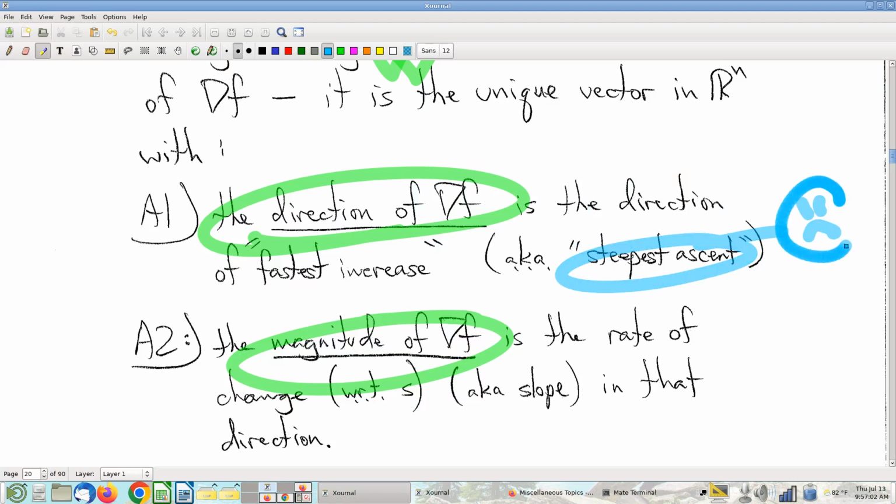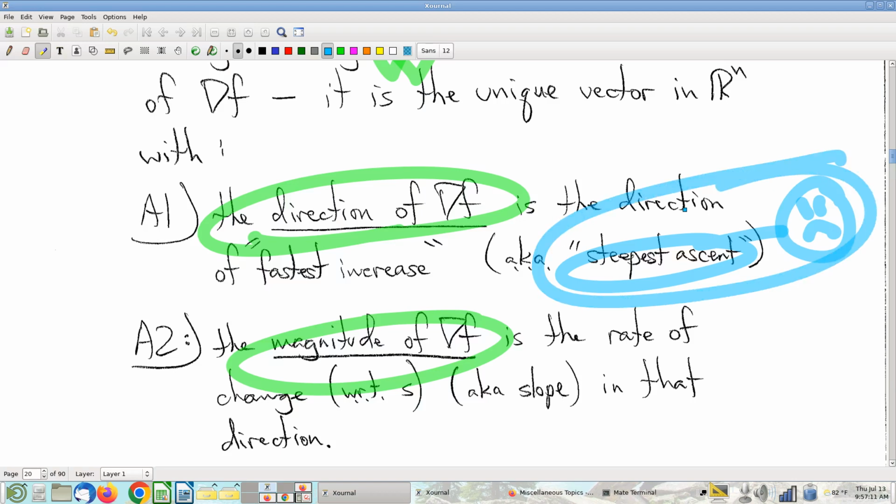It only makes sense if you're looking at a graph. So, tragically, this is the more common term, direction of steepest ascent. You'll hear that most of the time. Just beware. You're only talking about steepness at all if you're looking at a graph.